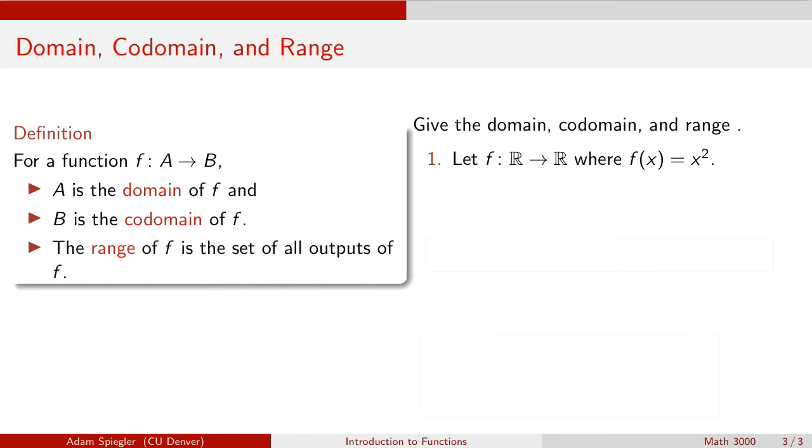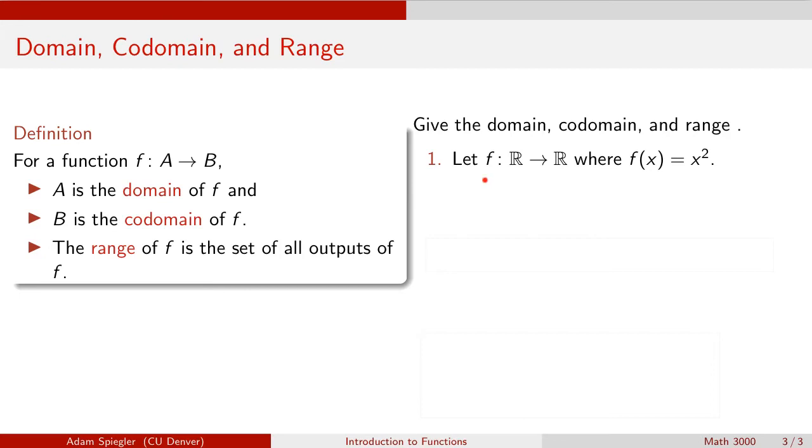And so one thing you may be thinking to yourself is, I've never heard of the codomain. In calculus, we only talk about domain and range. What's the difference between the codomain and the range? So let's take a look at some examples to illustrate the difference between the codomain and the range.